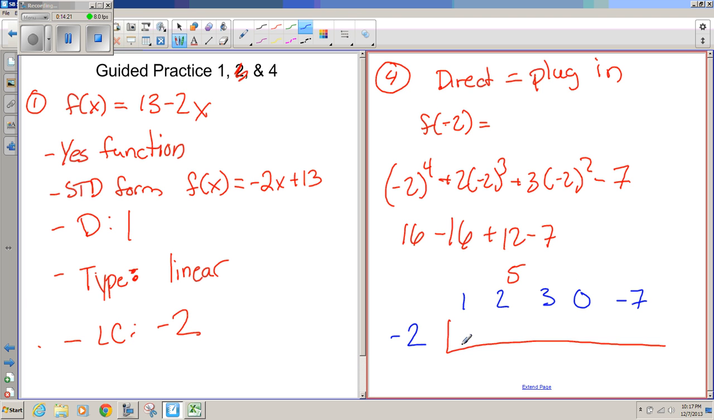So the steps were drop down the leading coefficient and multiply. From there we add and we multiply. From there we add and we multiply. Then we add and we multiply. So you can see both methods give us a solution of 5, and we should be happy with that.